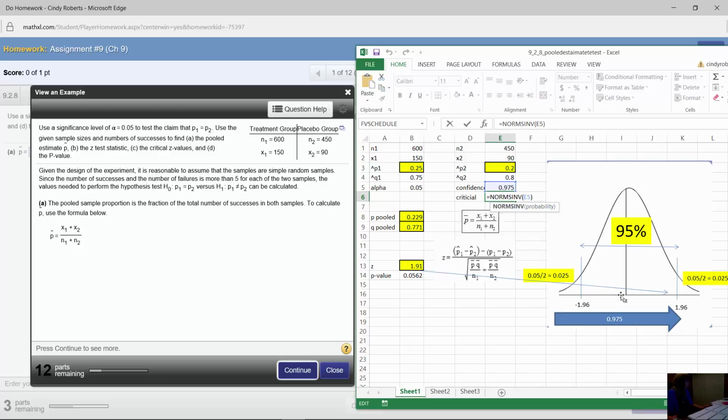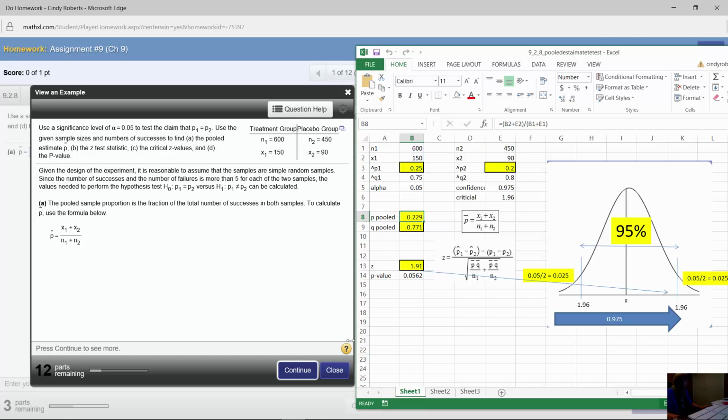Or again, a lot of tables will just give you the negative 1.96 and 1.96 when it's a two-sided test. So here, all I'm doing is this formula. If I double click on it, it says B2, which is X1, plus E2, which is X2, divided by B1, which is N1, and then B2, which is N2, which is E1. I feel like I'm reading out bingo numbers. And so all I did was redo this formula for these particular cells.